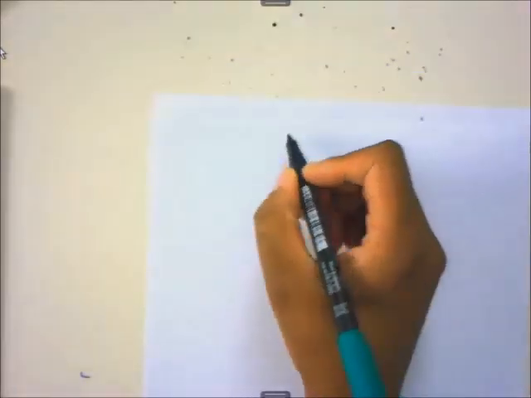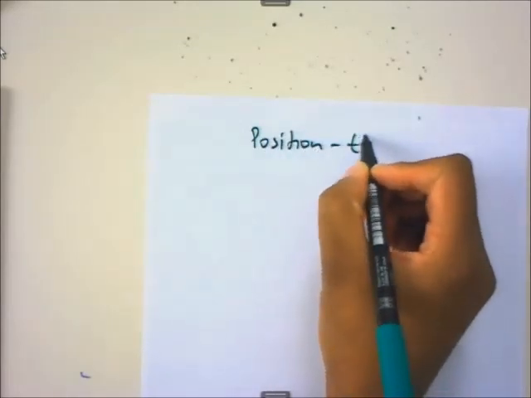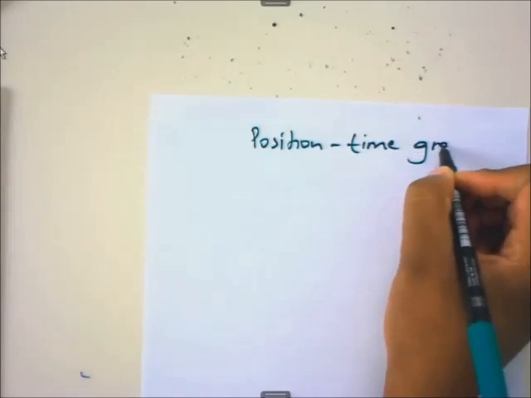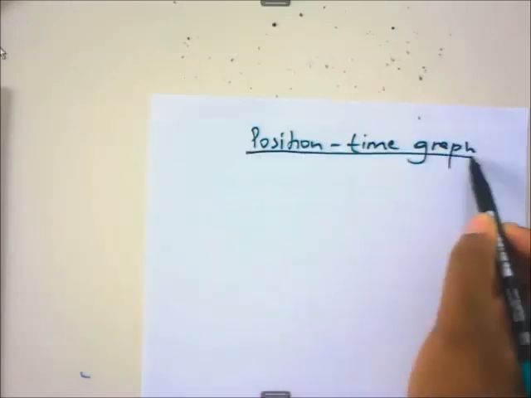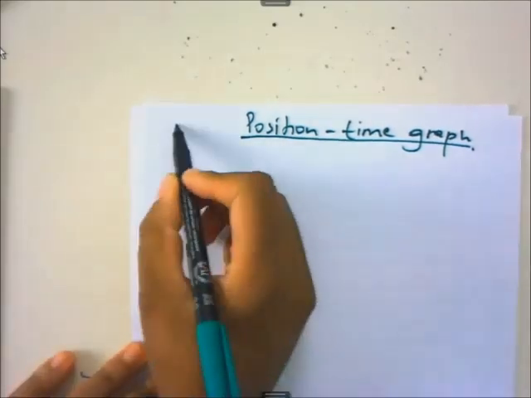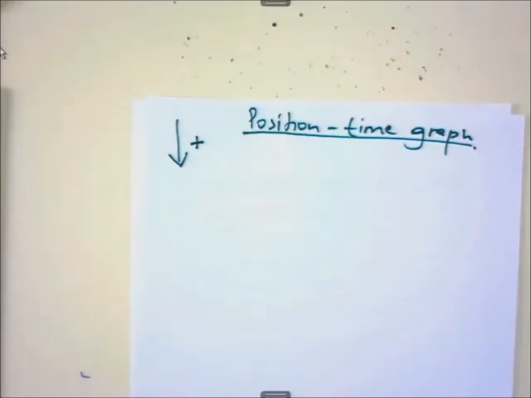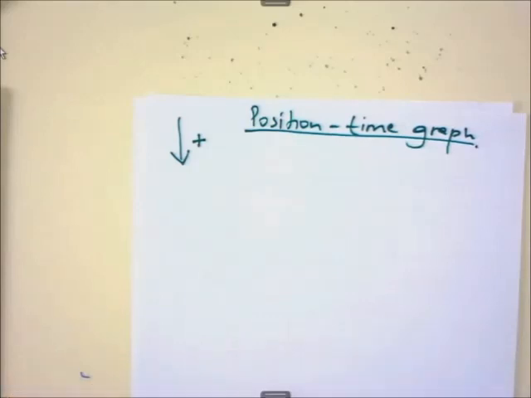The first thing that you do is so simple. You just write position-time graph. That is the first thing that you do. And then you draw your graph. Guys, remember the direction that you chose from the beginning. The graph that you're going to draw must be positive upward or positive downward. Now let's start with positive downward.